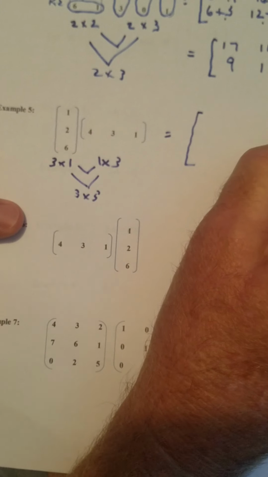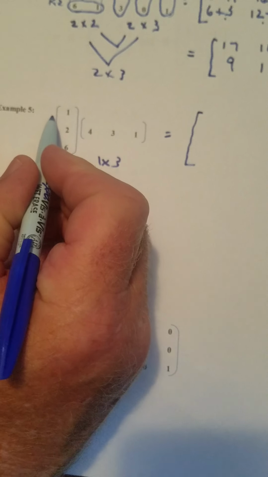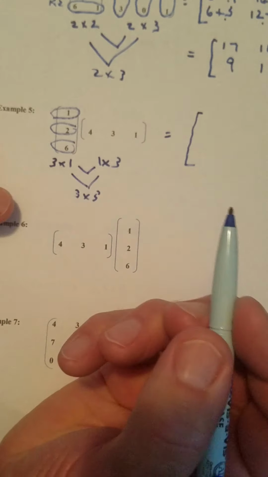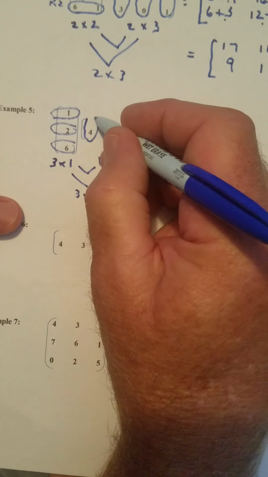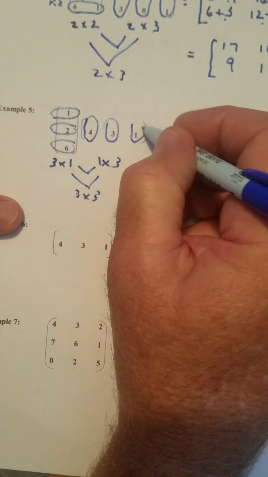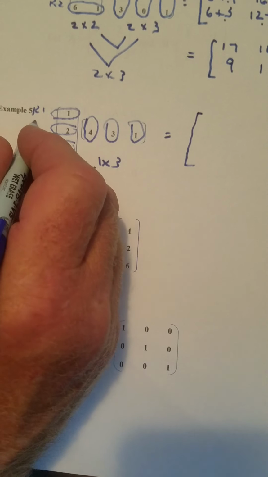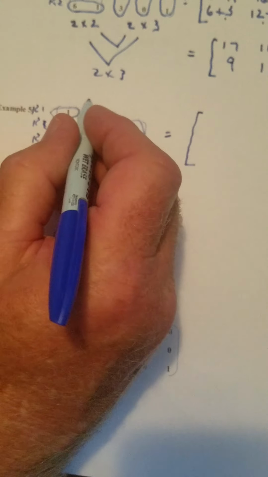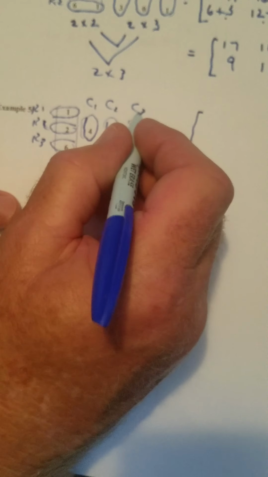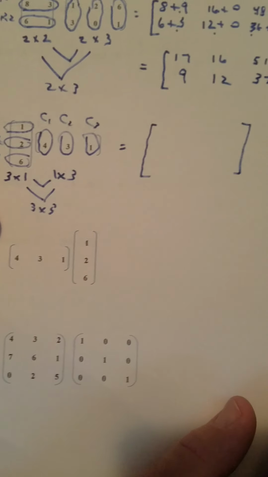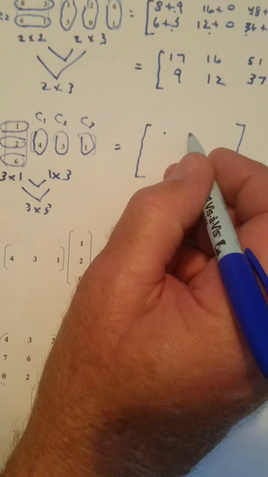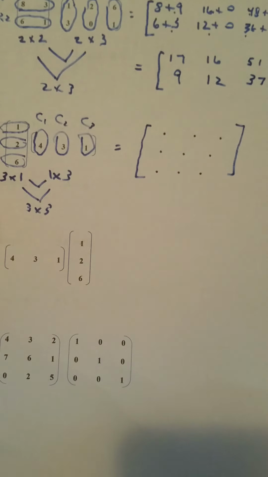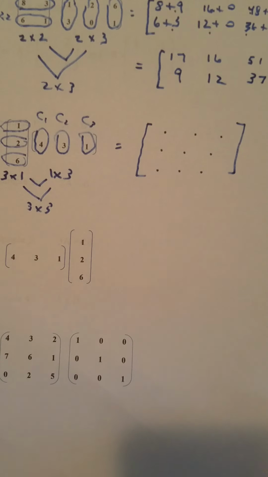I can go straight to the answer on this one. When I circle my rows, I got row 1, row 2, row 3. Over here I got column 1, column 2, column 3. So the answer is 3 by 3. I'm going to have a first row, a second row, and a third row. I'm just putting dots there representing the places where the numbers are going to go.